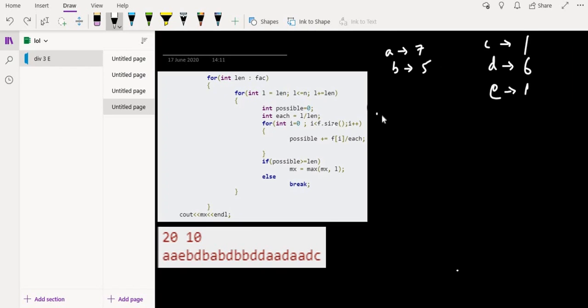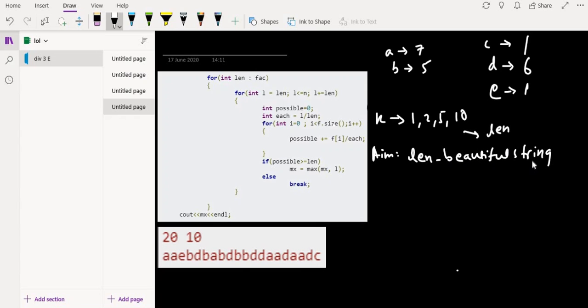So what I have with me is k equals 10 and the factors of k are 1, 2, 5 and 10. Now for each of these factors, let's call them len. And my aim is to form a len beautiful string. Because if it's a len beautiful string, it means that len is a factor of k. So therefore it is also going to be a k beautiful string. This has come from observation 1 that I told you about earlier.